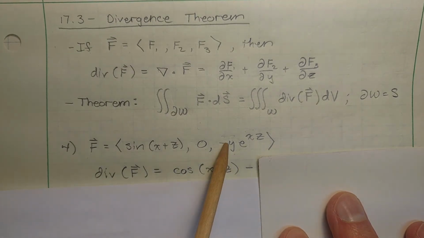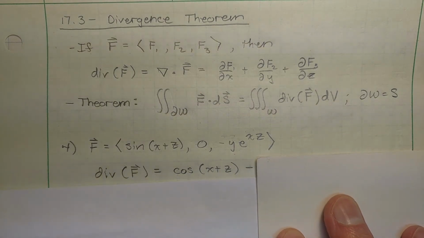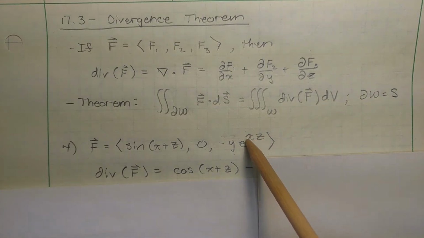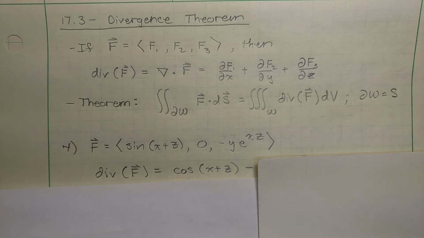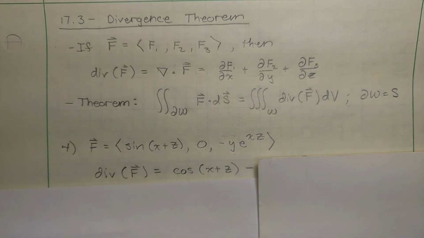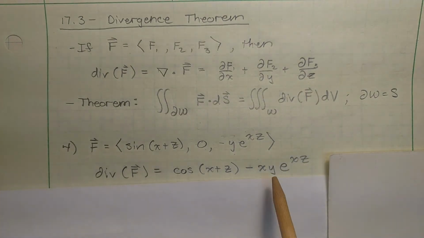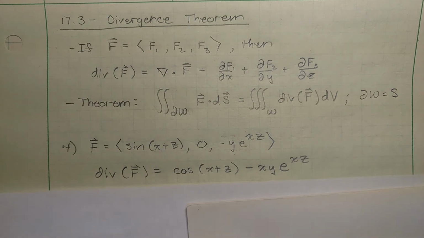And then I'm going to go plus, and the derivative of this is going to be negative. So there's where my minus comes from. And the derivative of the inside here is x. So when I take the derivative with respect to z of this, I get a factor of x times, and then the derivative of e to something is just e to something. So I've got negative, and I end up with that extra x of a factor there. So I get xy e to the xz. Okay, that's divergence, pretty straightforward.